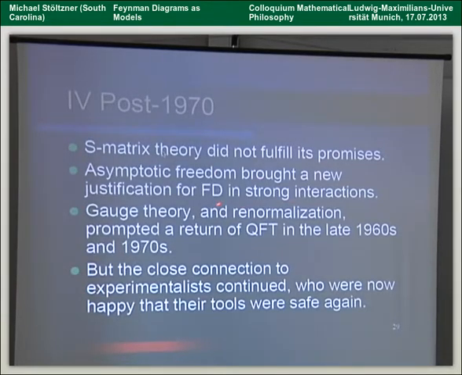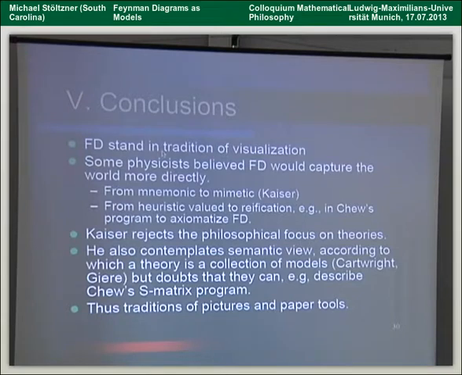I think I already told you what happened after 1970, so the S matrix goes away. We have a better justification for Feynman diagrams, strong interaction, and we have the standard model. But what continues now, despite this, is that this is mainly a boom in theoretical physics, is that this remains the trading zone with experimentalists, and they are very much happy. Summary of the historical part, and now afterwards I come to my own view.